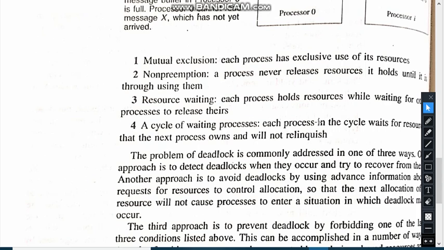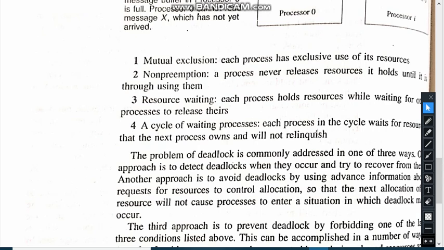In my first video, I discussed what deadlock is and how deadlock occurs in the case of a multiprocessor and the multi-computer. Now, there are four necessary conditions for a deadlock to occur. These necessary conditions are mutual exclusion, non-preemption, resource waiting, and circular wait.